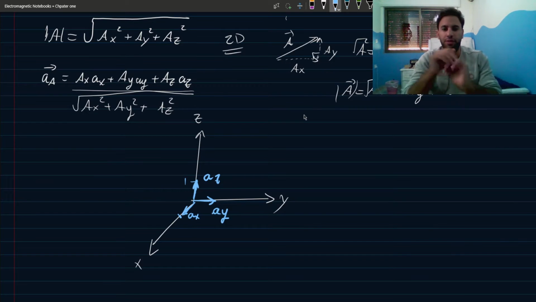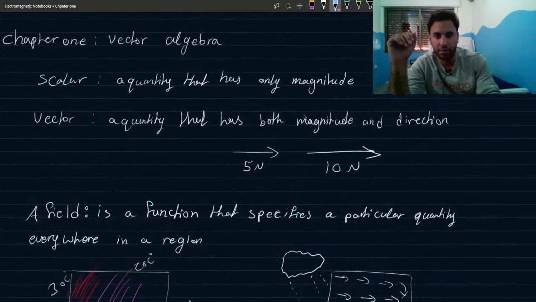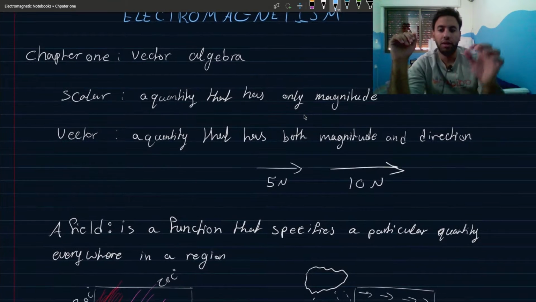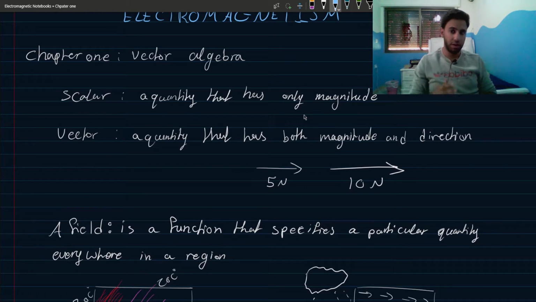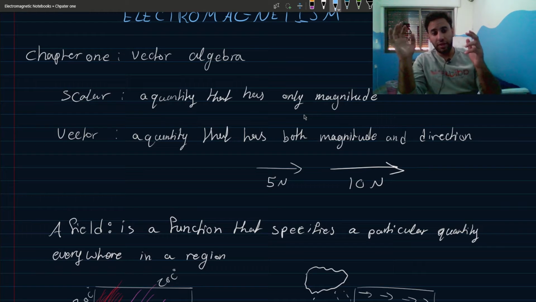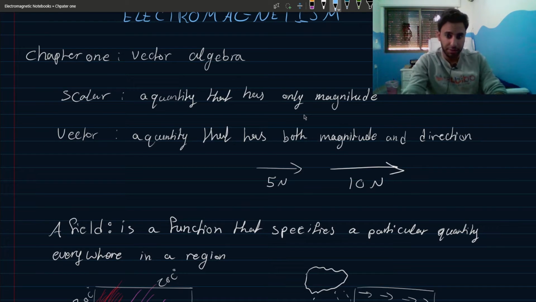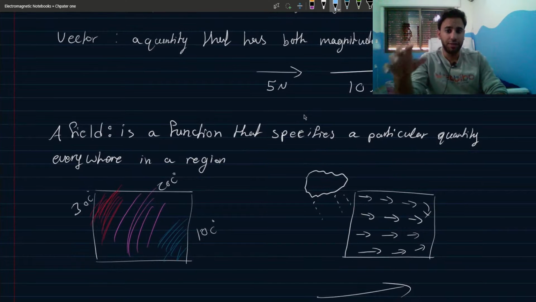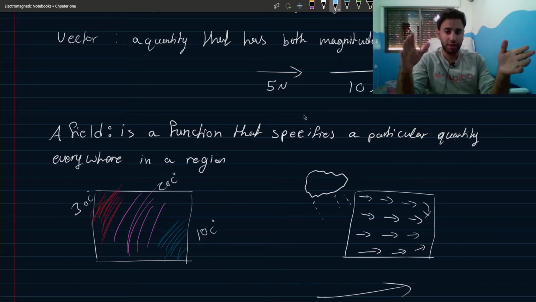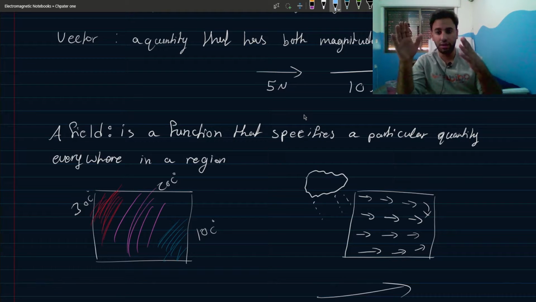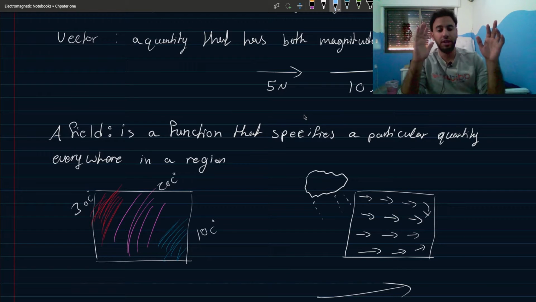Now let's review everything we've said so far. A scalar is a quantity that only has a magnitude, and a vector is a quantity that has both magnitude and direction. Thus, the vector has more information than a scalar. A field is a function that specifies a particular quantity everywhere in a region. A field can be a scalar field if it represents a scalar quantity, and a vector field if it represents a vector quantity.